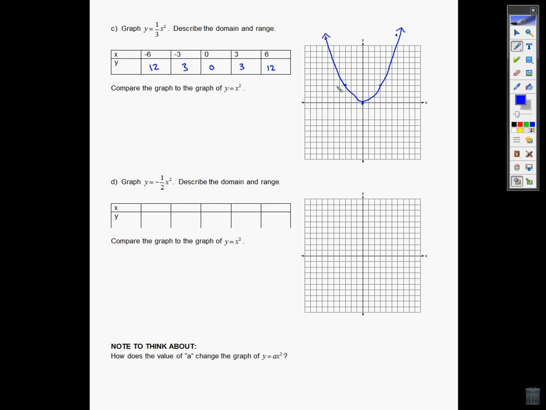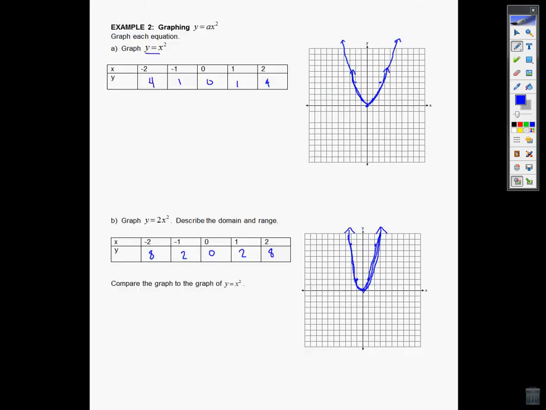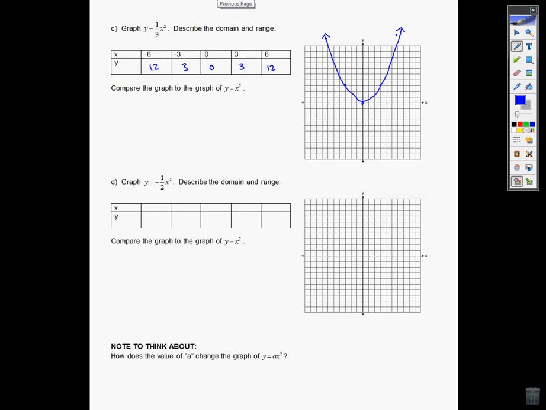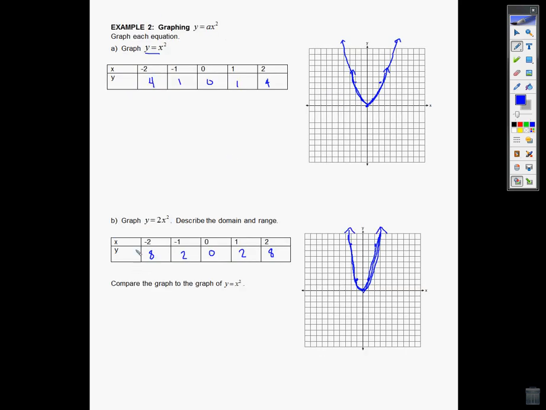Nice. So how does this one relate to x squared? If I move back, how does it relate to this one? This one actually looks wider. So it looks like this 1/3 made the whole thing wider, rather than last time when I had a 2 and it made the whole thing narrower.